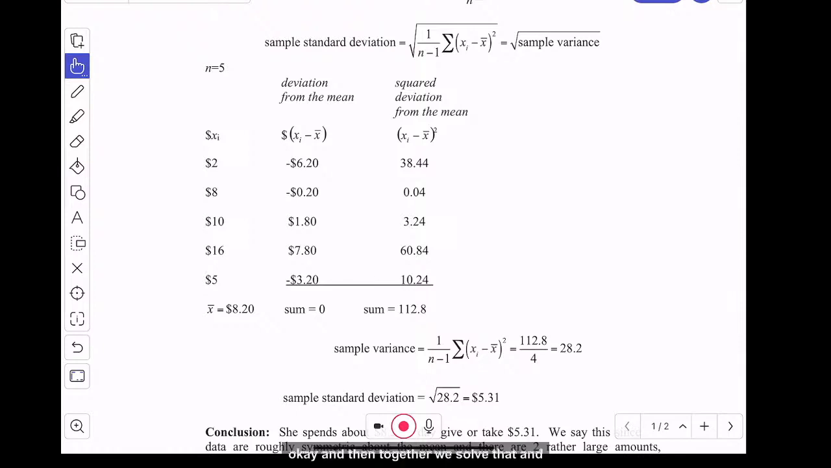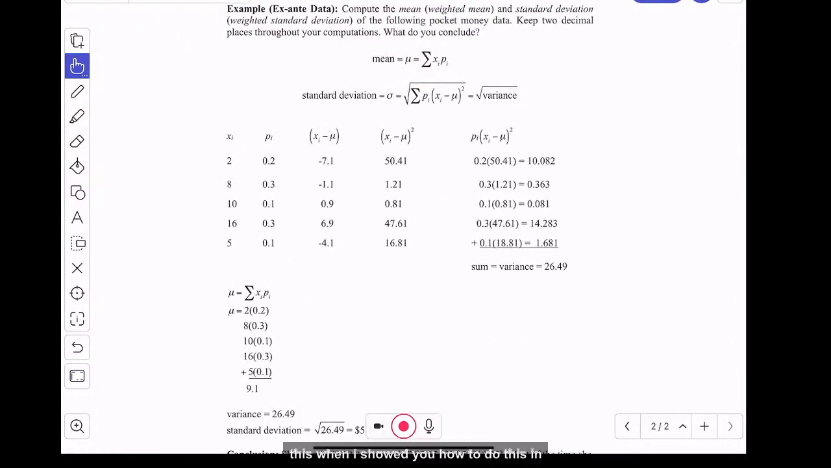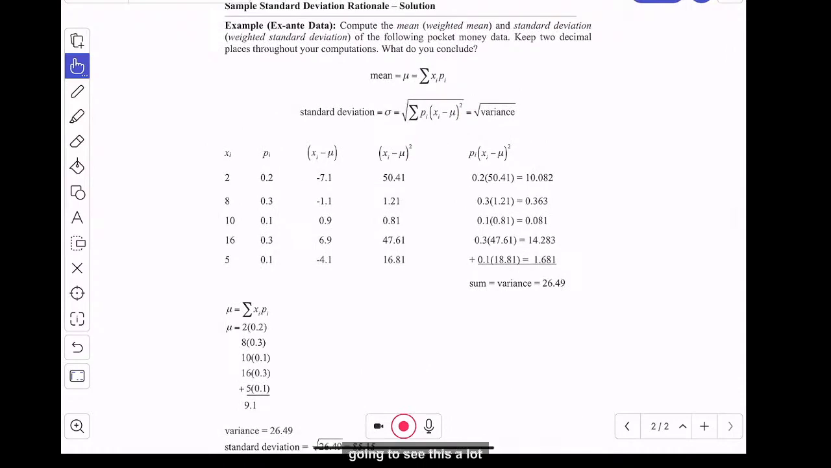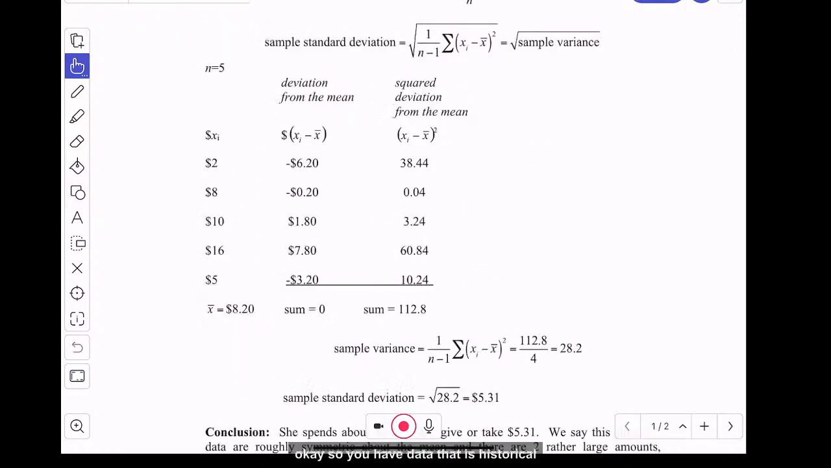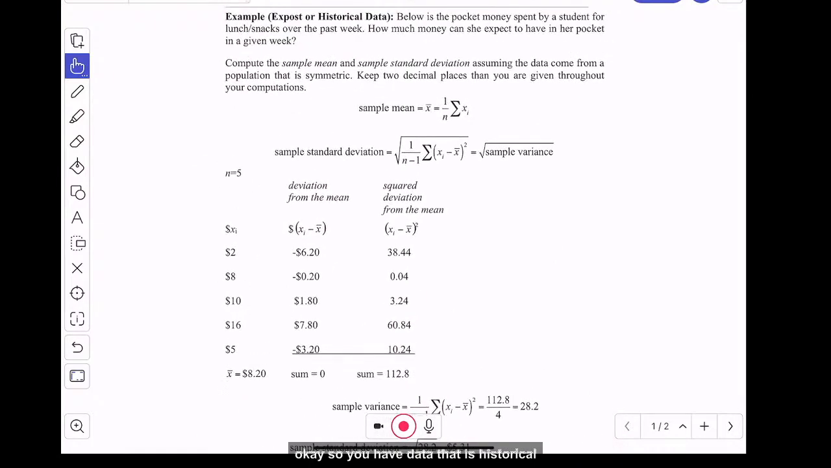Okay. And then together we solved that, and then we solved this one. I showed you how to do this in Excel. And I did this because you're going to see this a lot. Okay, so you have data that is historical. Every observation has an equal significance or value. So your average is just a regular average, and your standard deviation is a regular standard deviation.